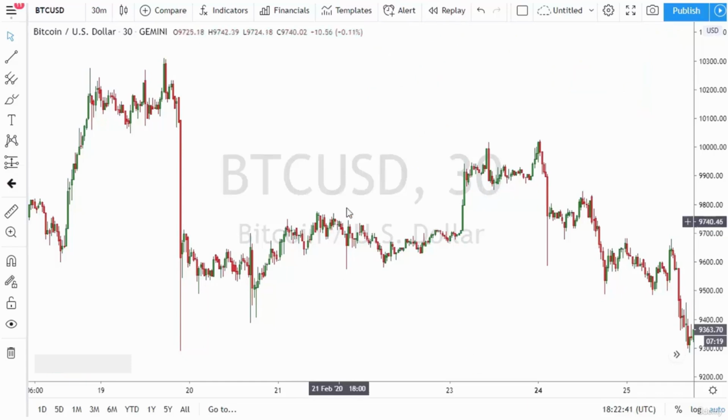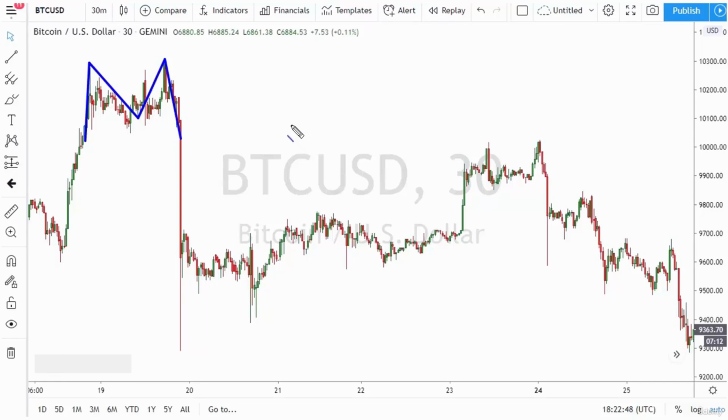So let's take a look at a couple of examples. You'll see them all the time. It's very common. But in Bitcoin here on the half-hour chart, you can see that we made a top here. We pulled back, we made a top here, and then we fell. So that is a double top.